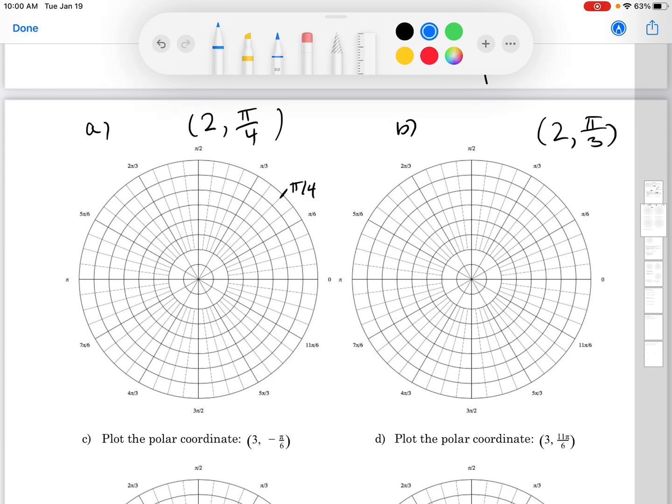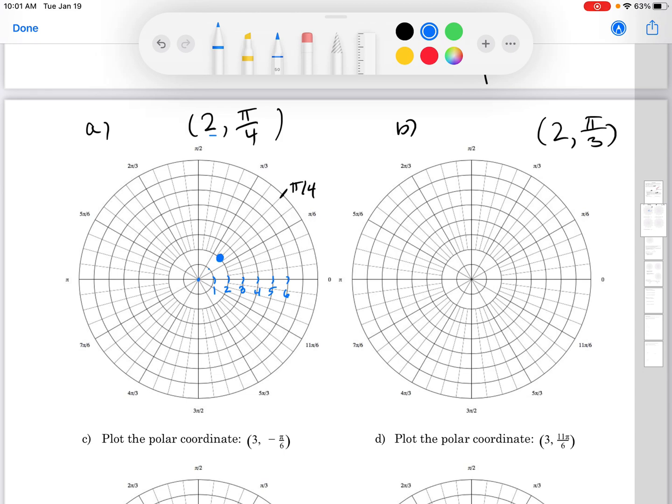So when we're counting our radius, each of these circles counts as a number. So 1, 2, 3, 4, 5, 6, and so on. Each circle is one measure out, one radius unit out. So we want to go in the direction of pi over 4, and we want to go out 2 for our radius. So from the origin, we're going 1, 2. That's on that pi over 4 marking, and it's 2 circles out.